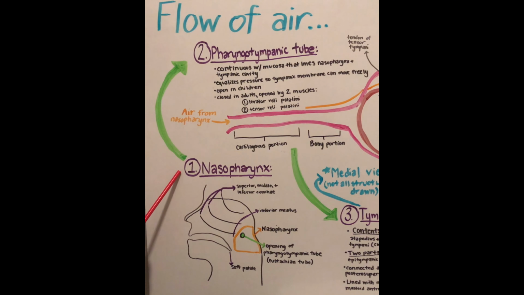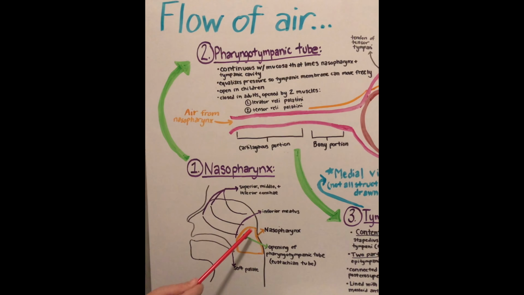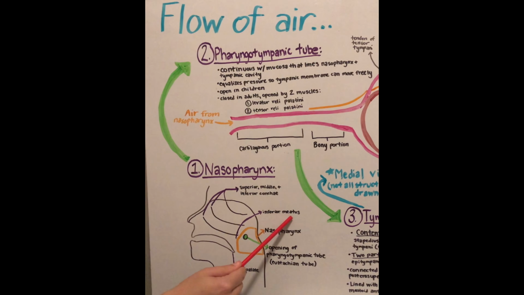Step 1 is the nasopharynx, which is a posterior extension of the nasal cavities from the concha down to the soft palate. Most air goes into the nasopharynx and down into the trachea, but some goes up through the eustachian tube or the pharyngotympanic tube. The opening for this tube is posterior to the inferior nasal meatus.